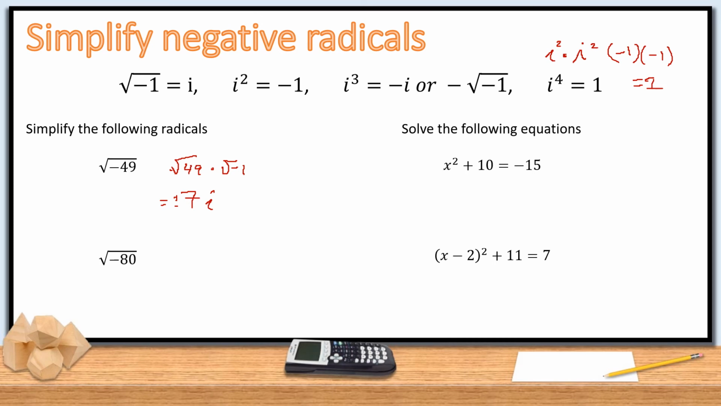Square root of -80, so root 80 times root -1. Square root of 80 is not a square number, so we're going to have to figure out the factors. So we got 4 times 20, but 20 is also factored by 4, so that means 16 is a factor. So 16 times 5, so 16 is my largest square number. So it'd be root 16 times root 5 times i, and that would be 4 root 5 i, and again, plus or minus.